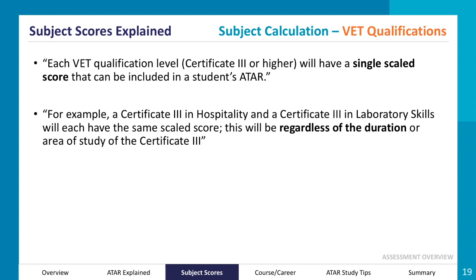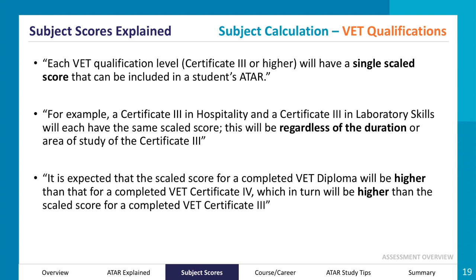And we don't know at this stage, or at least at time of recording, exactly how much they will contribute to the ATAR, but what we can logically guess as an educated assumption is the higher the qualification, the larger the contribution will be toward the ATAR. So theoretically, at least a diploma would contribute more than a Cert 4, which in itself will contribute more than a Cert 3, as you can see here.